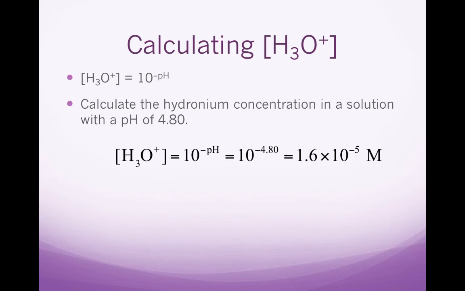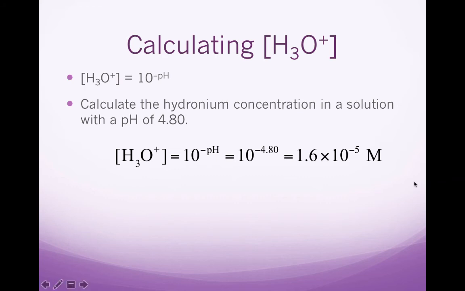What if I want to calculate the hydronium ion concentration? Well, that's pretty easy. The hydronium ion concentration is equal to 10 to the negative pH. So just the anti-log is what it's called. So we want to calculate the hydronium concentration in a solution with a pH of 4.80. So our hydronium ion concentration is equal to 10 to the negative pH, which is 10 to the negative 4.80, which is 1.6 times 10 to the negative 5th molar.